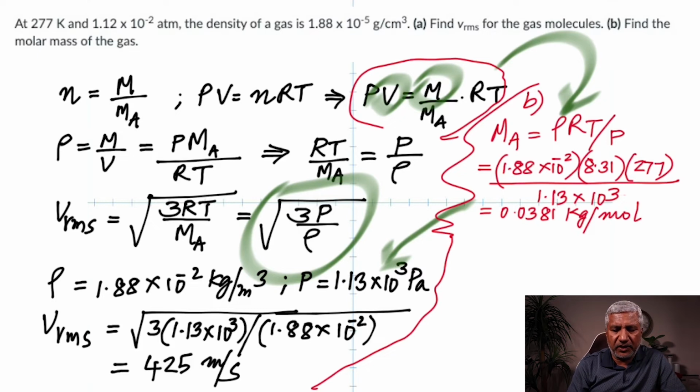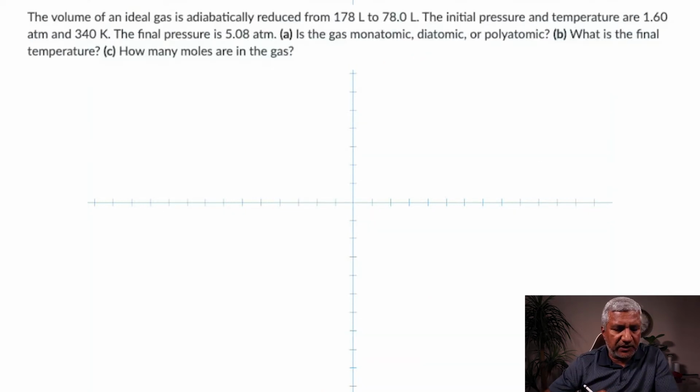Volume of an ideal gas is adiabatically reduced. Oh, adiabatically reduced. So it's an adiabatic process from 178 liters to 78 liters. We don't use liters, so you should know how to change from liters to meter cube. 1,000 liters is 1 meter cube. So you got to divide each by 1,000 to get it in meter cube. Anyways, the volume is reduced from that to that.